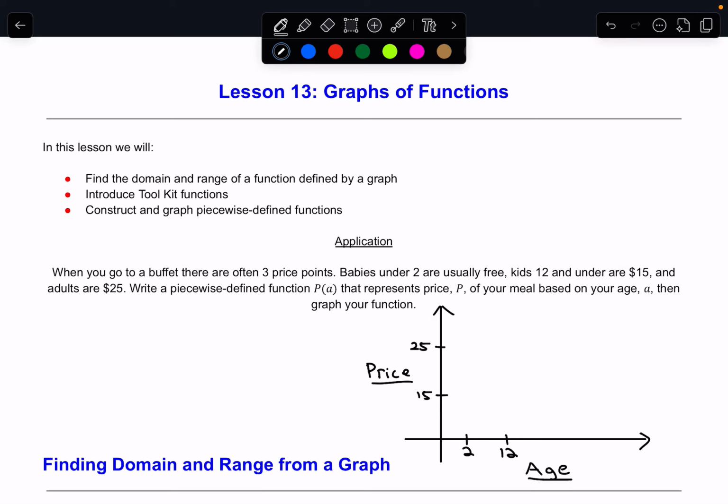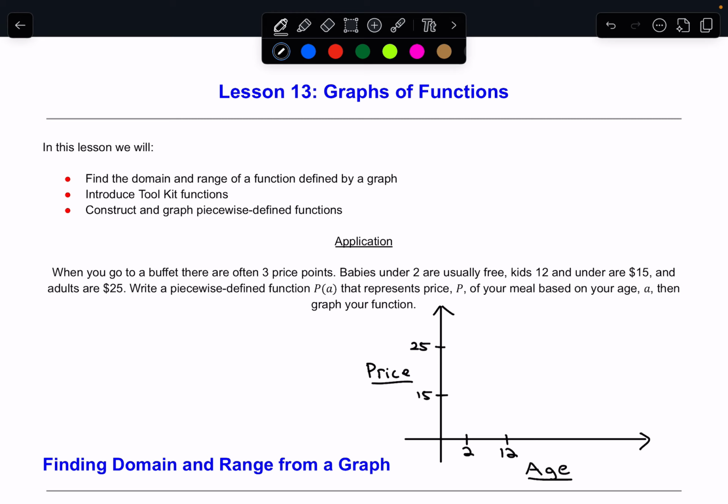Welcome back, team. We are dealing with lesson 13 today, which is the graphs of functions. And this one is mostly important because it sets up your knowledge of all the toolkit graphs that you're going to be using later on in all of your math classes.